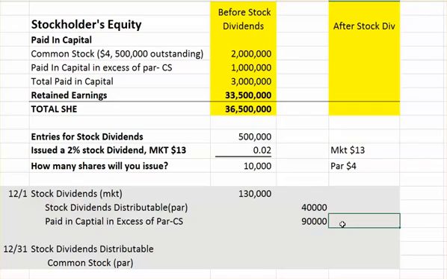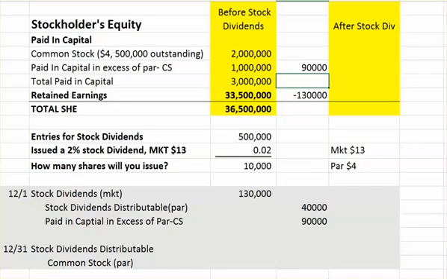So the two things that are going to affect stockholders' equity here is retained earnings at the end of the year is going to be decreased by the amount of dividends declared. So we would take out $130,000. And then paid-in capital in excess of par is going to go up. That is an equity account, $90,000.